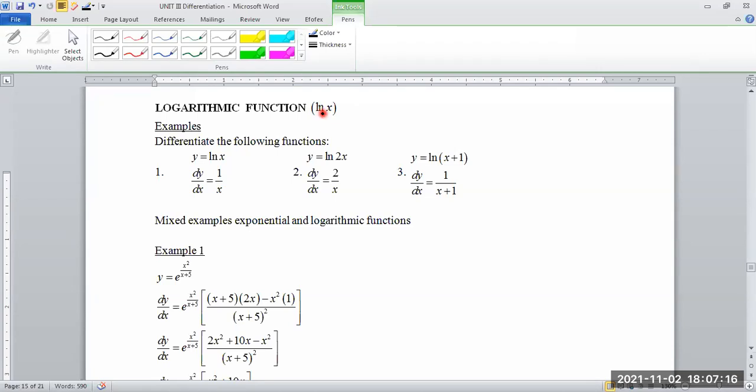Sir, what do you mean? The differential of the ln function is 1 over x. This one is a 1 in front of this x. When you differentiate it, you're going to multiply by the differential of it. So the differential of ln x is 1 over x. All right, so that's given.